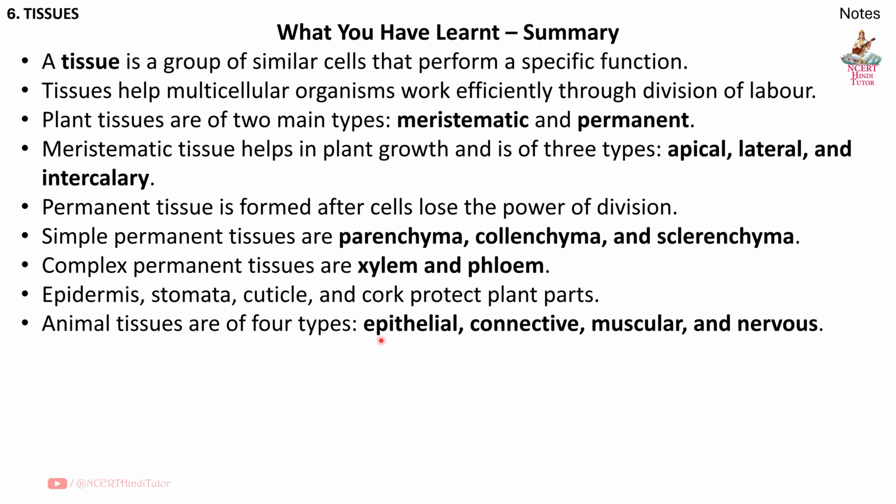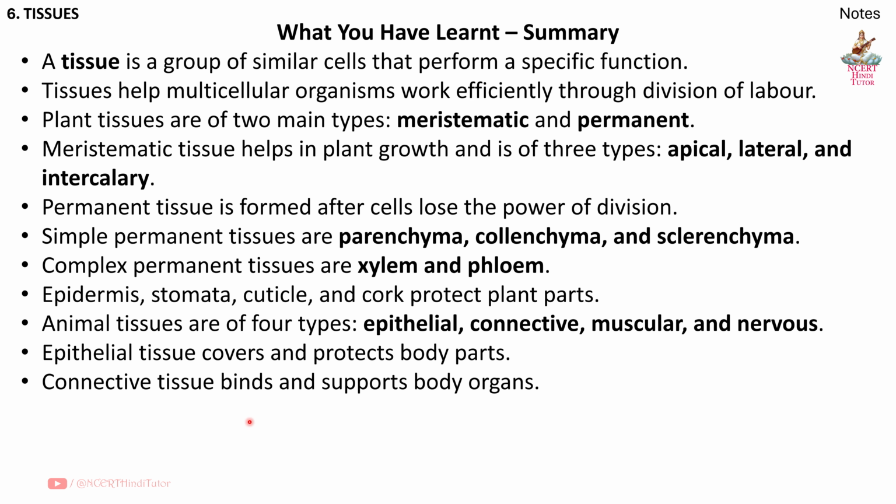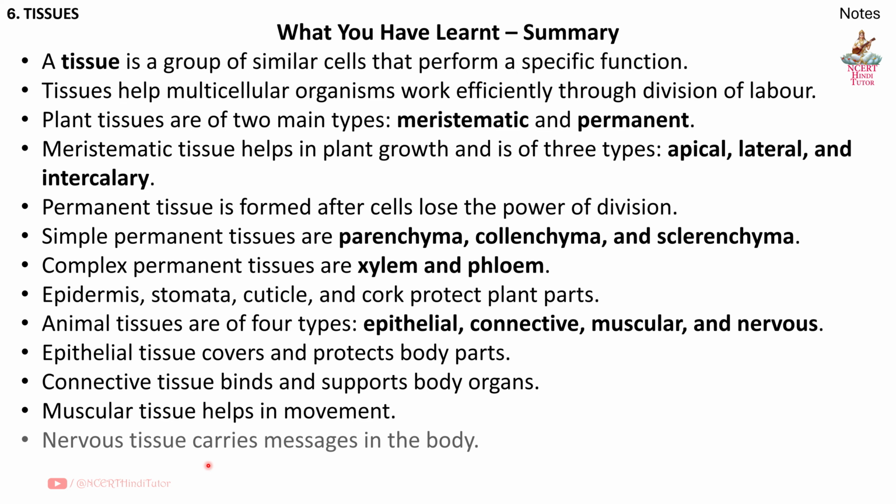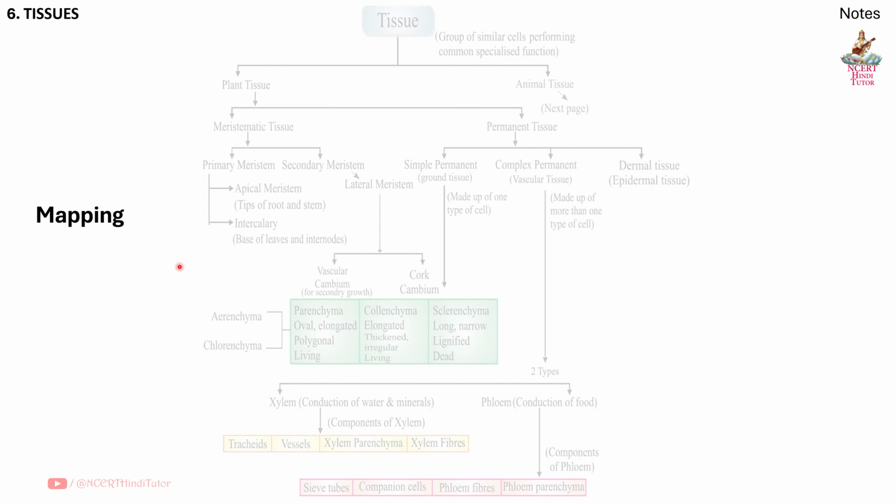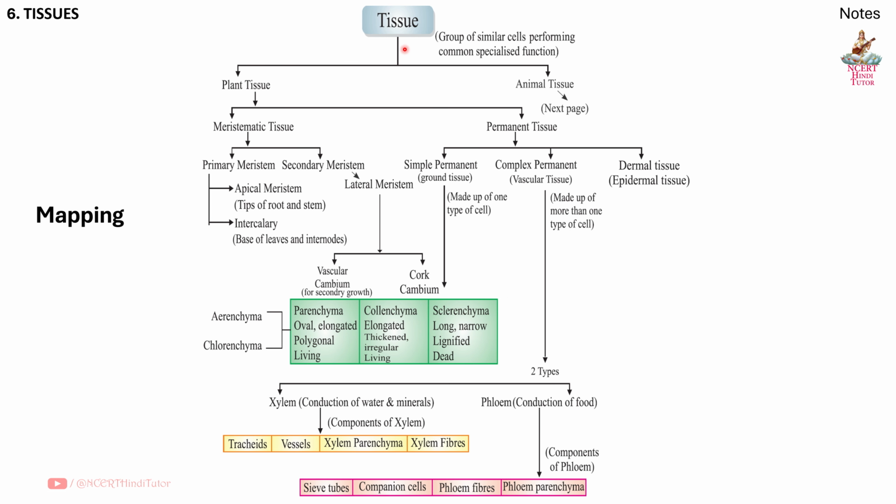Animal tissues are of four types: epithelial, connective, muscular and nervous. Epithelial tissue covers and protects body parts. Connective tissue binds and supports body organs. Muscular tissue helps in movement. Nervous tissue carries messages in the body. The basic unit of nervous tissue is the neuron. Mapping. So friends, tissue: group of similar cells performing common specialized functions.